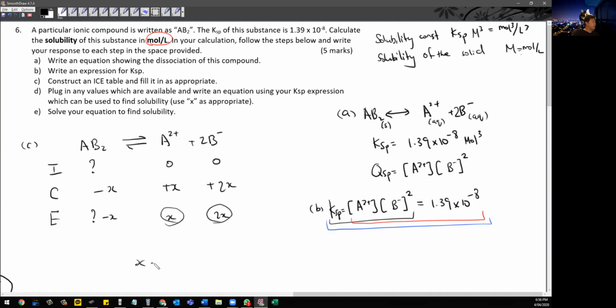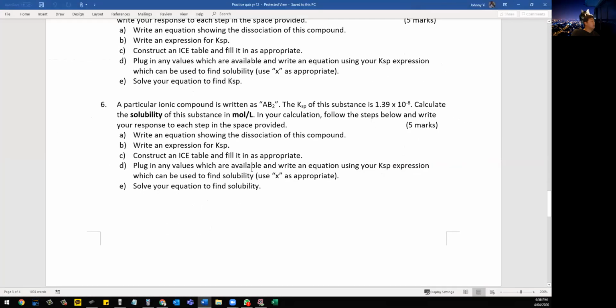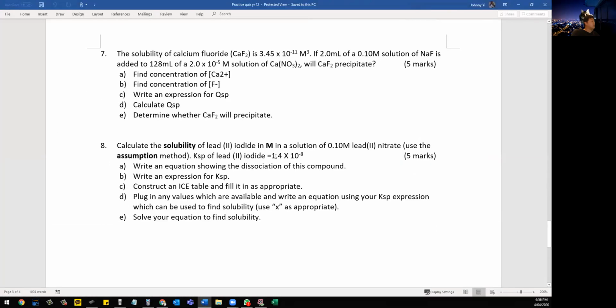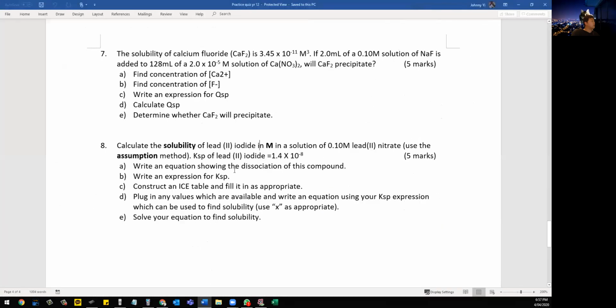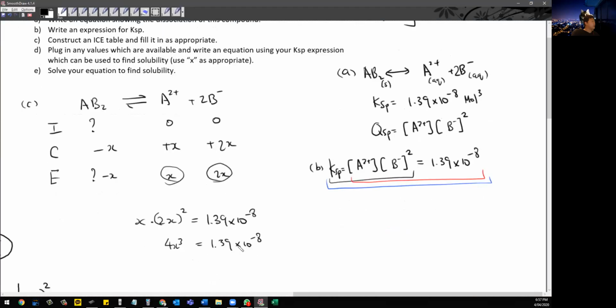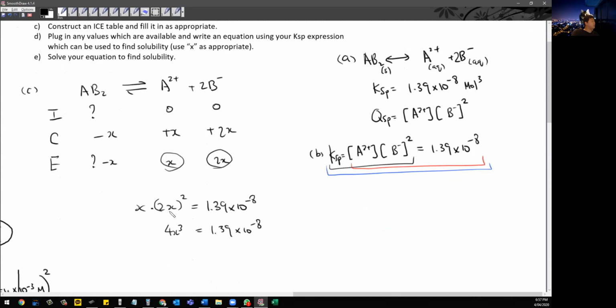Now we just need to put that in this equation: x times 2x squared equals 1.39 times 10 to the power of negative 8, right? So this will be 4x cubed equals 1.39 times 10 to the power of negative 8. I think I saw that number there. This is exactly the same as question 8, 1.4 times 10 to the power of negative 8, and exactly the same type of compound, isn't it?